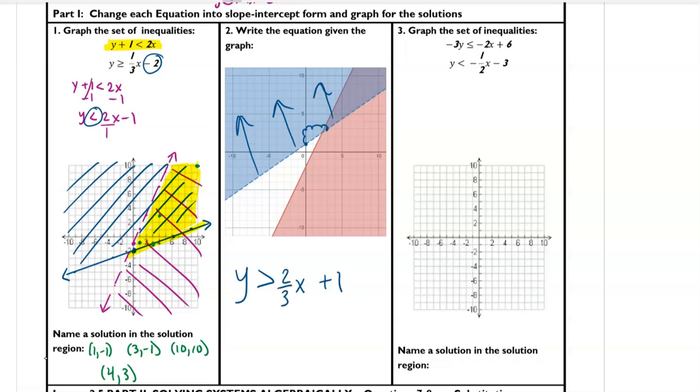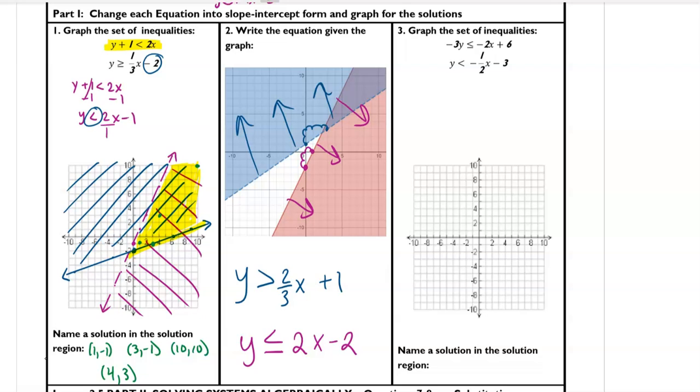There we go. Now looking at the other line, we have a solid line, so I know there's going to be an equal to, and it is shaded below, so it's going to be less than. Now for our y-intercept, it's -2, and our slope is up 2 over 1. So our slope is 2. Number 3.